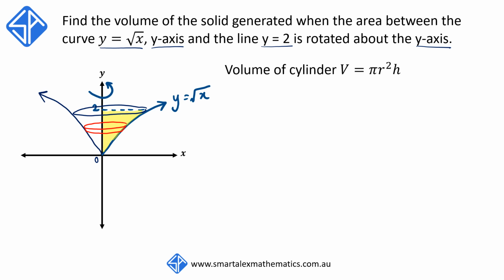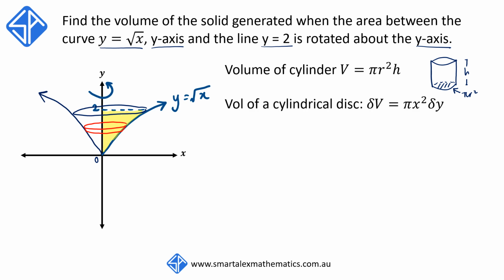Now recall that the volume of a cylinder is given by the formula V is equal to pi times r squared times h. Pi r squared is equal to the area of the circular cross-section, and h is equal to the height of the cylinder. We're going to apply this formula to finding the volume of each cylindrical disc.